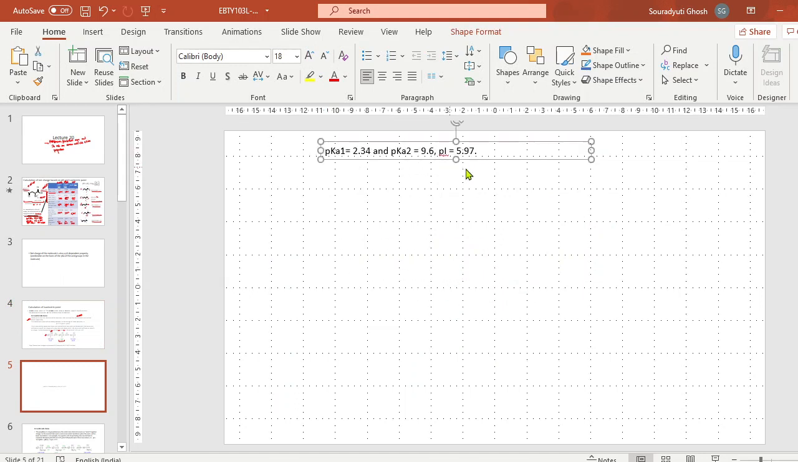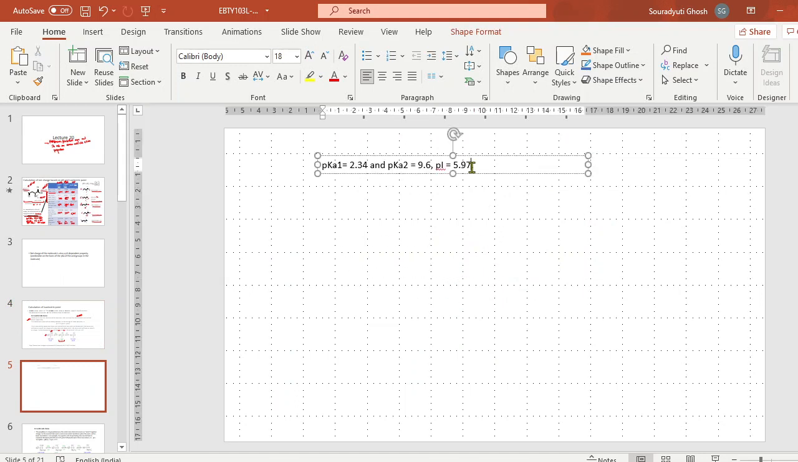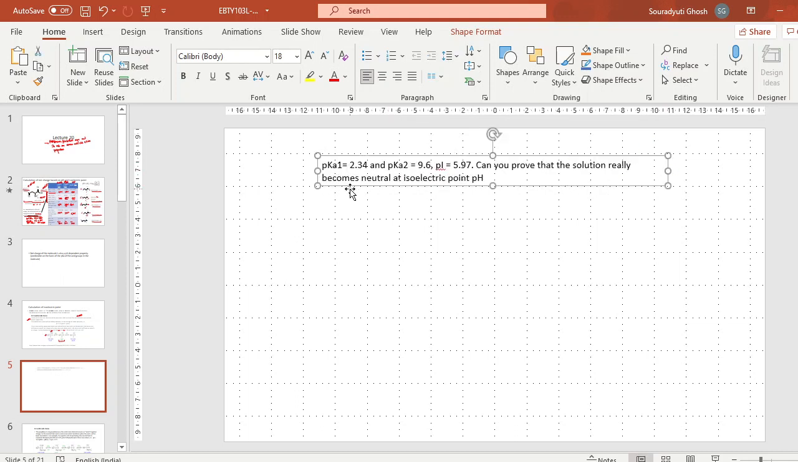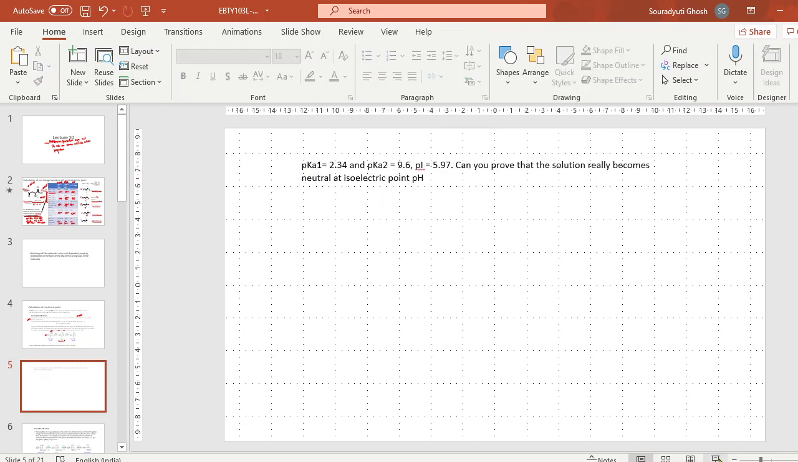So we want to prove that, can you prove that the solution really becomes neutral at the isoelectric point pH? So what would be the way to prove it? We would use the Henderson equation to prove this.